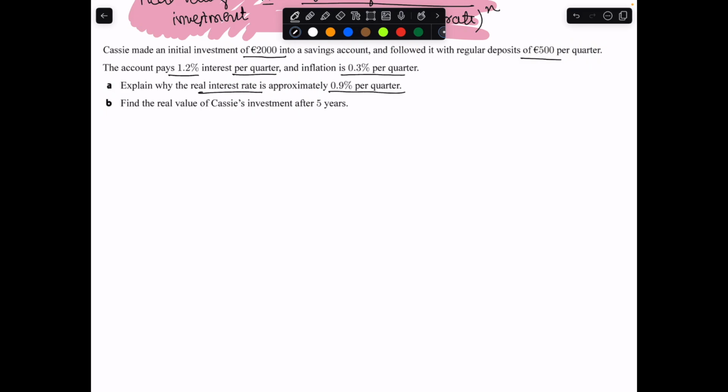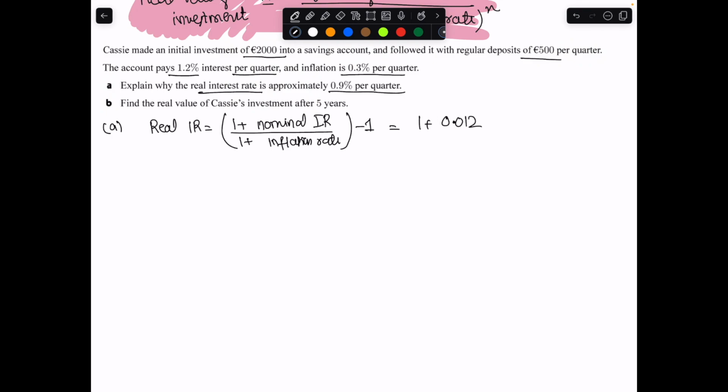So, first of all, let's do the A part because this is fairly simple. In the A part, you need to say why the real interest rate is not 1.2%. So we need to use the formula that we did. Real interest rate equals 1 plus nominal interest rate over 1 plus inflation rate, minus 1. So just substituting the values, 1 plus our interest rate, 0.012 in decimal form, over 1 plus 0.003, the inflation rate, and minus 1. What you get is 0.0089, and multiplying with 100 you get 0.89%, which is approximately 0.9%. This means that your real interest rate is 0.9%. And why is it low? Because we have incorporated our inflation rate as well, because it brings the interest rate down.